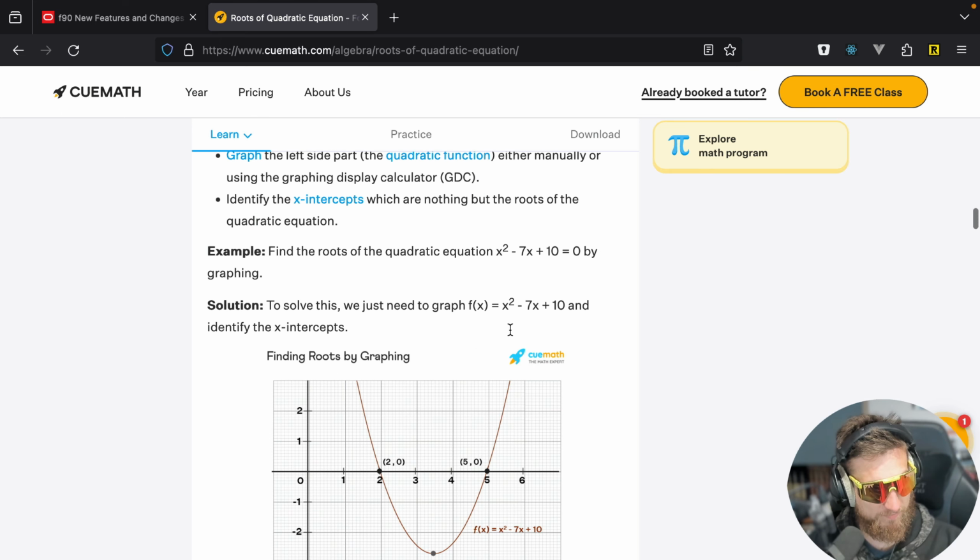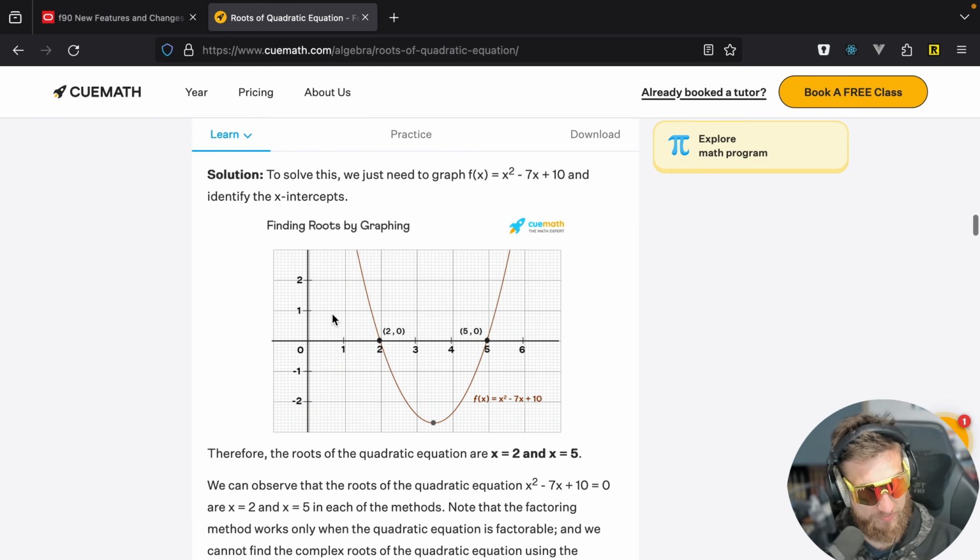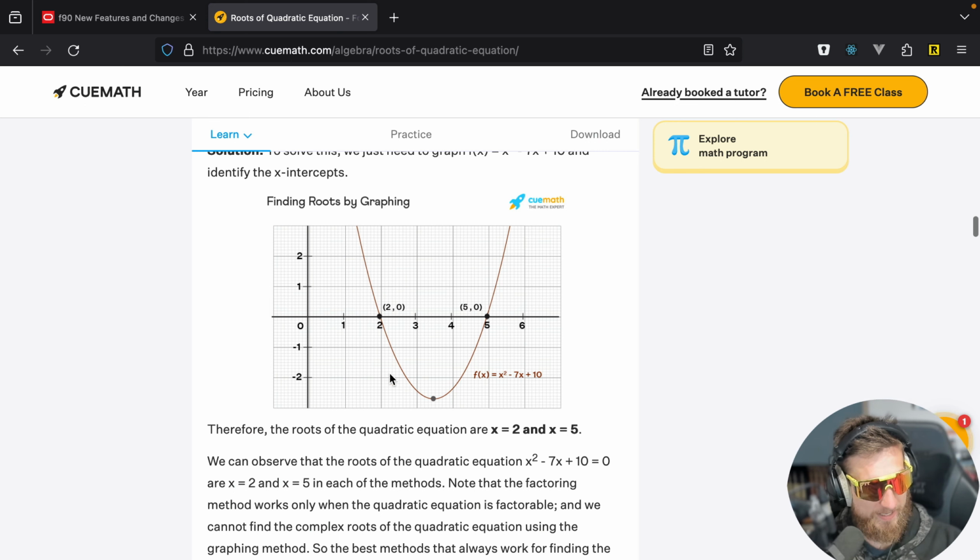Just as a graphical representation, for quadratics like this, the roots are where it crosses the x-axis. Obviously if it dips below, we're going to have two roots. If it just kisses the axis there, we're going to have a single root where it touches. And if it's purely above the x-axis, we're not going to have any roots. So there's three cases we need to solve for.